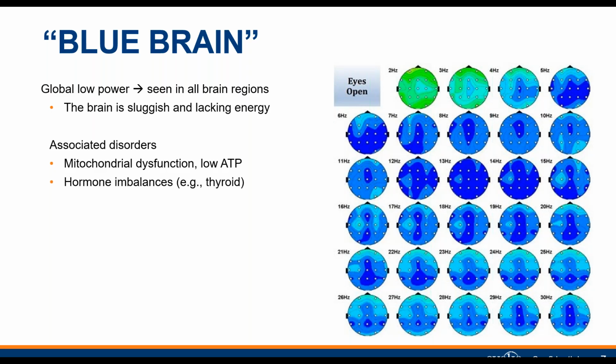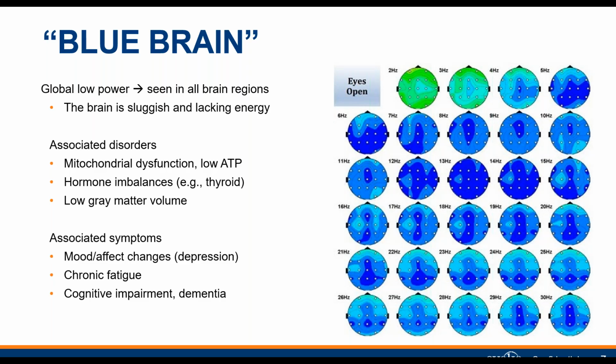Hormone imbalances are often a culprit as well, especially when it comes to the thyroid. And then low gray matter volume can be a culprit here too. If you think of neural atrophy, whether it's specific to the hippocampus or global, if you don't have the neural resources physically to create this type of electrical activity, it's going to result in blue brain. And associated symptoms tend to be related to a chronic fatigue type of presentation.